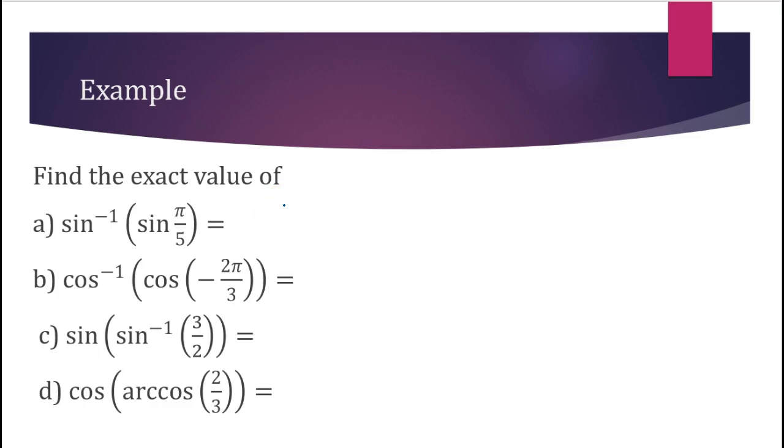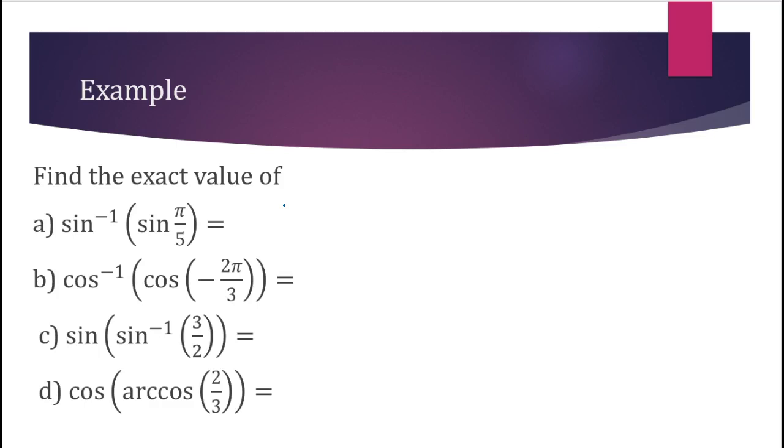All right, find the exact value of, so here we have sine inverse of sine of pi over 5. So here we have sine inverse right next to sine. And if we were thinking about evaluating sine of pi over 5, that's not on the unit circle, so it's not something we can evaluate without a calculator. But we have this property where sine inverse and sine cancel out and give us just pi over 5, as long as we're within the range of sine inverse.